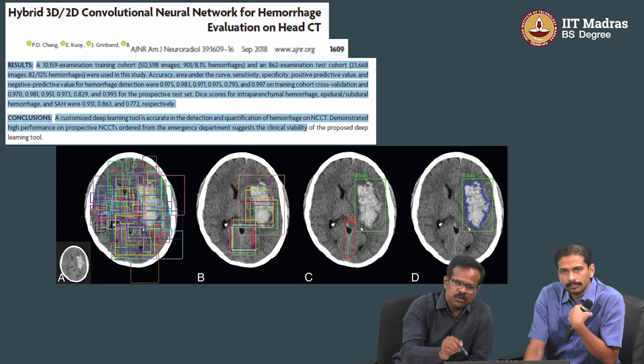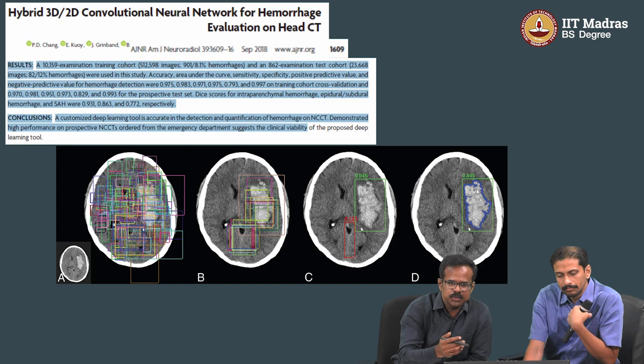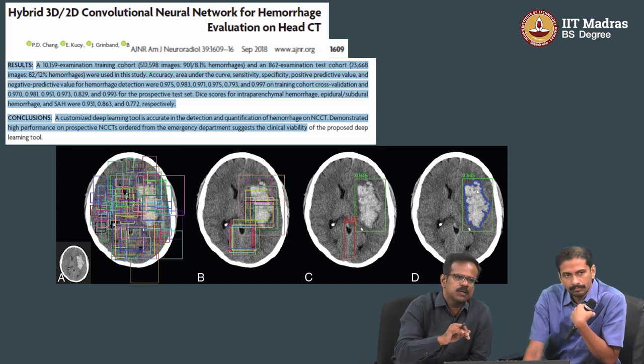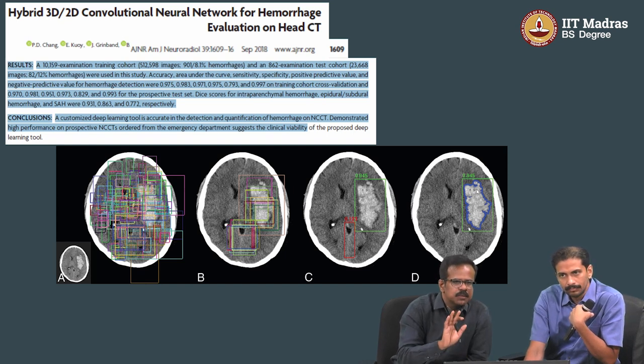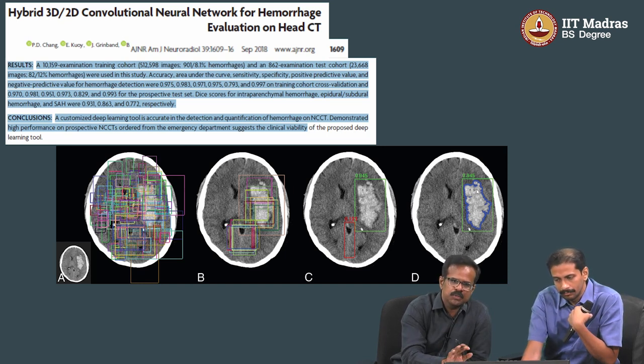Not only that, it diagnosed that there is a bleed and it gave a volume also, how much bleed, 10 ml, 20 ml. So there are rigorous methods. If you spend half an hour, you can draw each slice and give it to pixel counting and we can estimate this. But after training this model, within a fraction of a few seconds, it not only diagnosed that there is a bleed, it calculated the volume also.